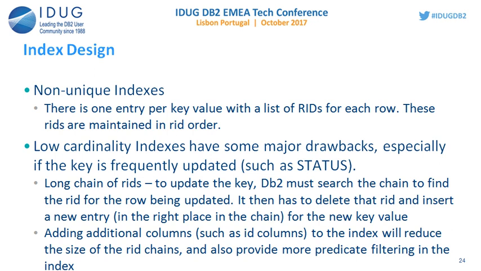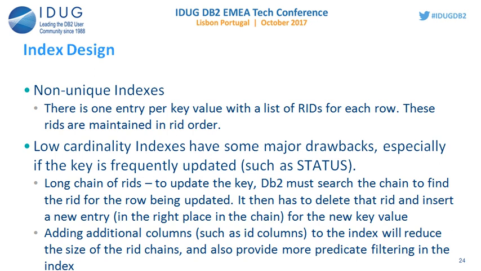If you have a low cardinality non-unique index, there are many drawbacks, especially if the key is frequently updated, like status. All the orders start off as open. Eventually they're shipped or fulfilled. So you're always updating it. So it's low cardinality, and that chain of RIDs is very long. To update it, Db2 has to search the chain to find the one for the row being updated, delete that one, and insert a new entry in the right place in its chain.